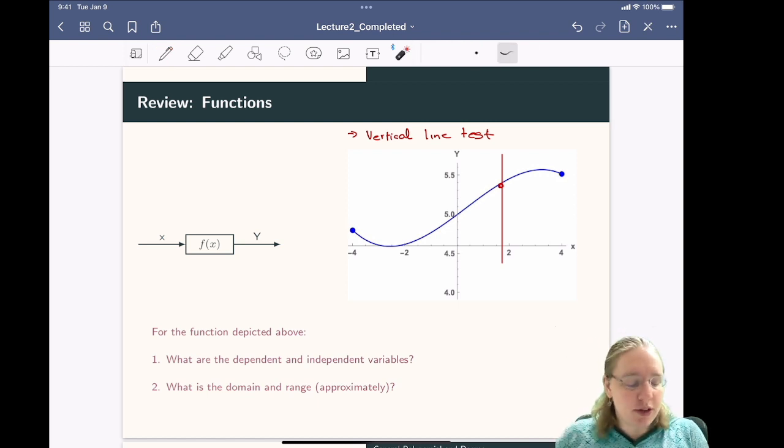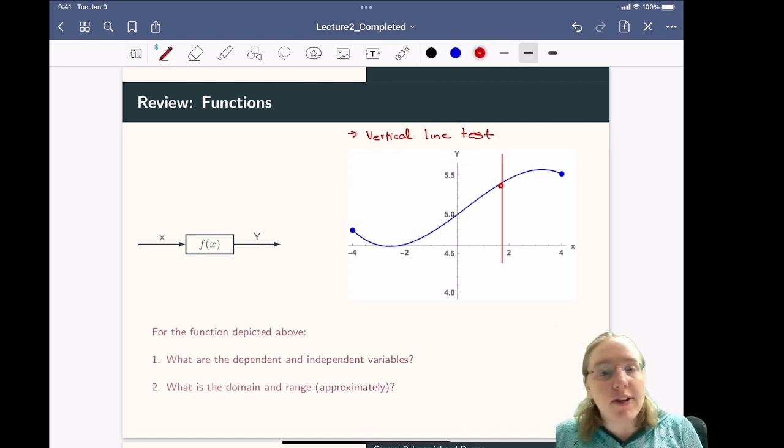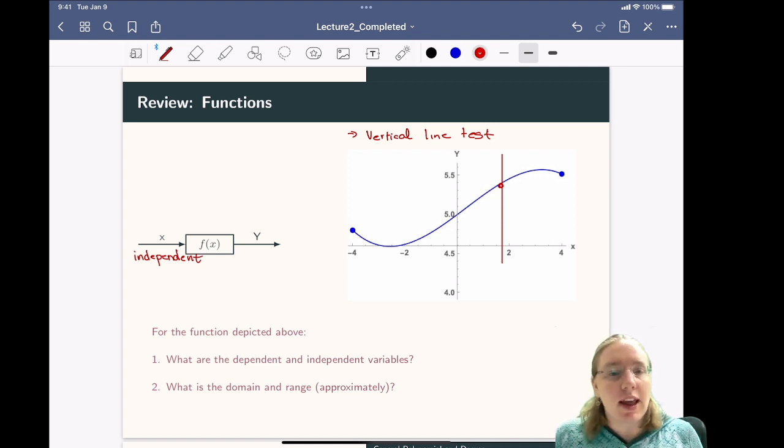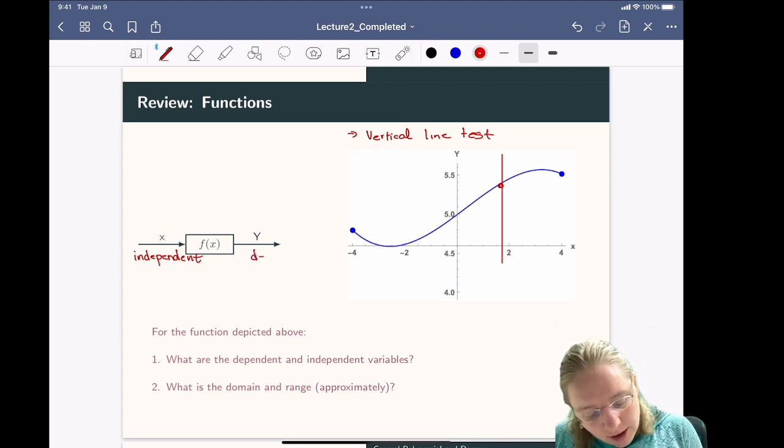We also introduced two different types of variables. You have your variable on your x-axis and your variable on the y-axis. The variable on the horizontal x-axis is known as the independent variable. It is the question that you are asking the function. The answer that you get out that depends on the question is called the dependent variable.